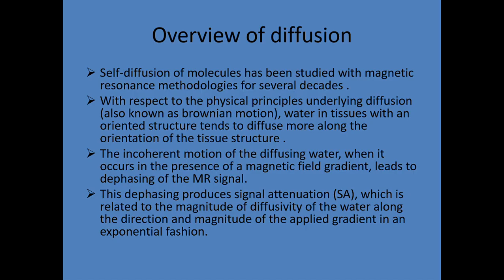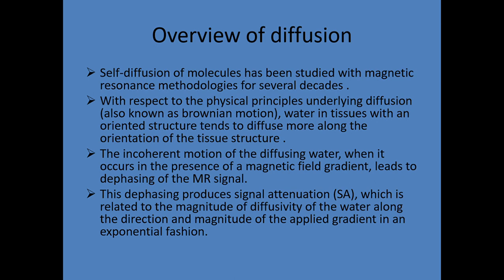Now we first of all look at an overview of diffusion. Self-diffusion of molecules has been studied with magnetic resonance methodologies for several decades. With respect to the physical principles underlying diffusion, that is also known as Brownian motion, water in tissues with an oriented structure tends to diffuse more along the orientation of tissue structure.